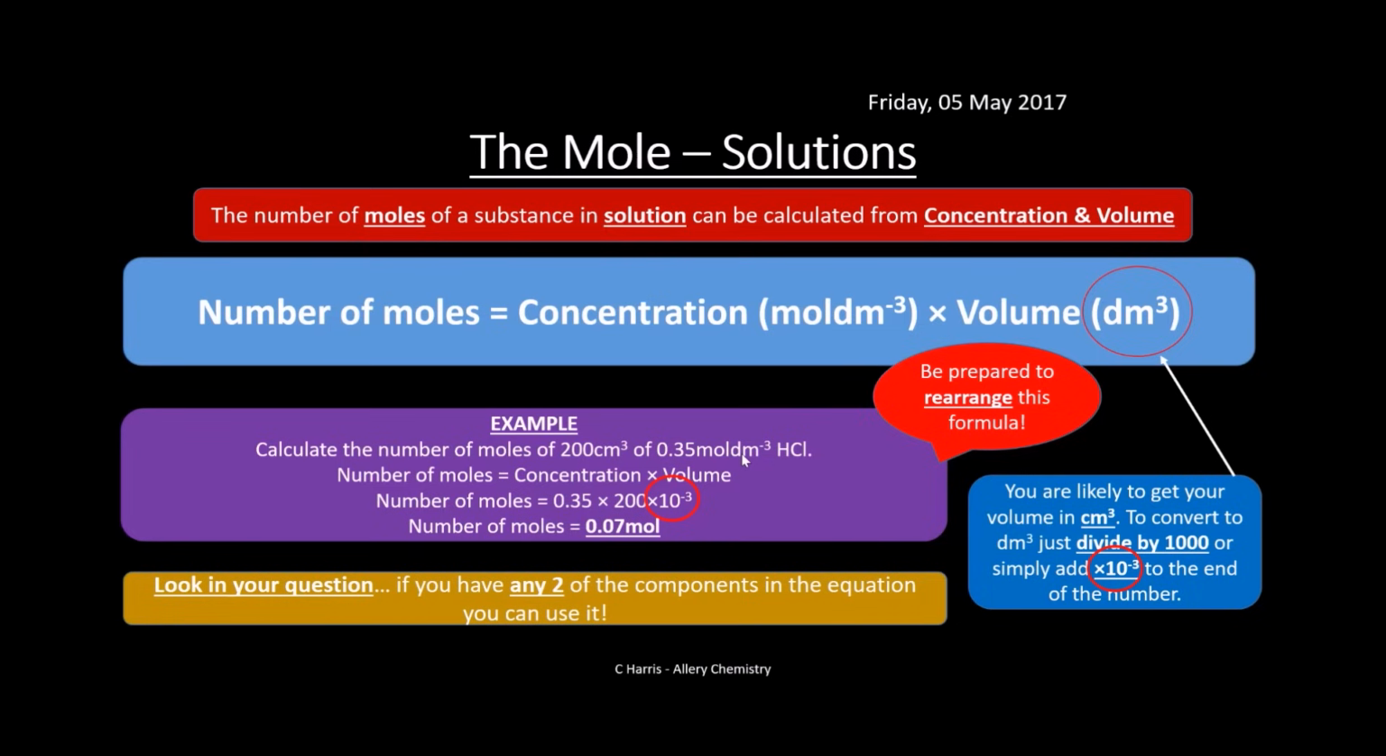Again, just like the previous one, be prepared to rearrange the formula. You've got to be able to do that. And again, look in the question. If you've got any of the two components that's mentioned in here, you can use this formula. So look out for moles, look out for concentration, look out for volume. Again, I'm going to say this again, if in doubt, work out the moles. Because if you know the moles and you know one of the other ones here, you can work out a concentration or a volume. So again, just like with the other equation, you can work out a lot of things if you know the moles.